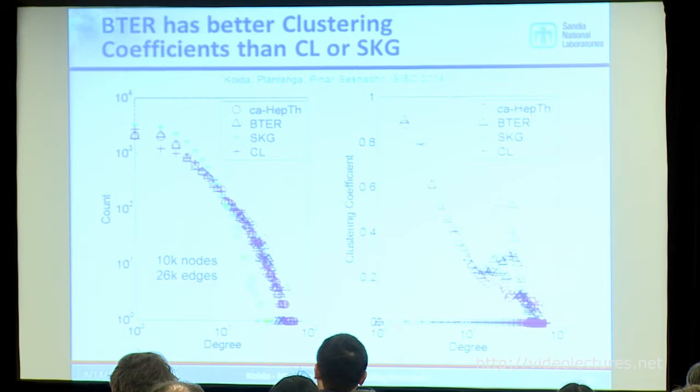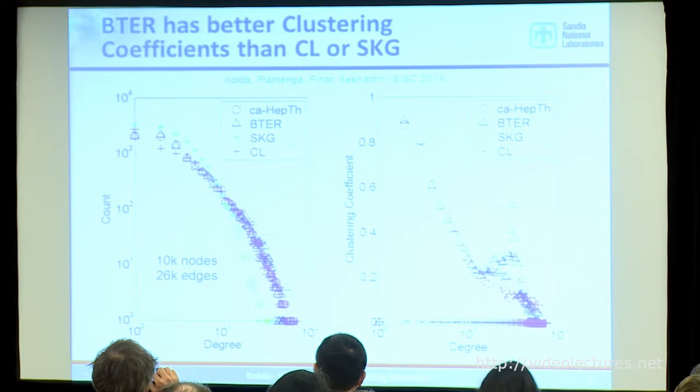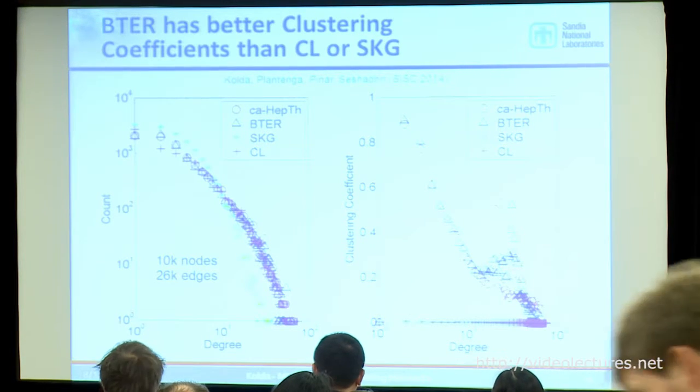So we're going to compare the different methods that we talked about on a couple of small graphs, and then we'll show on some large graphs. So this is a co-authorship graph, and we have the degree distribution on the left. And we have the original data in red. Our method is blue triangles, and then we have stochastic Kronecker graphs in green and Chung-Lu in pink. And so they all do pretty well on the degree distribution.